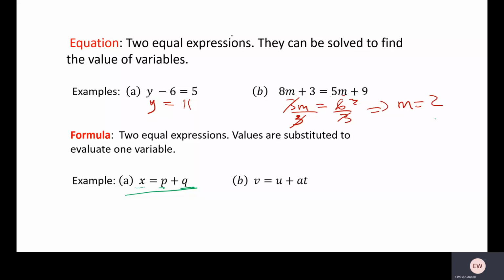So you can see that we've been able to solve for the value of y and m without substituting anything into the mathematical operation. But with the formula, we cannot solve for x if we don't substitute the value of what? P. If we don't substitute the value of Q, we cannot find the value of X. And in both operations, when we look at equation and a formula, both have what? Equal sign. And sometimes students think that both equation and formula are the same.